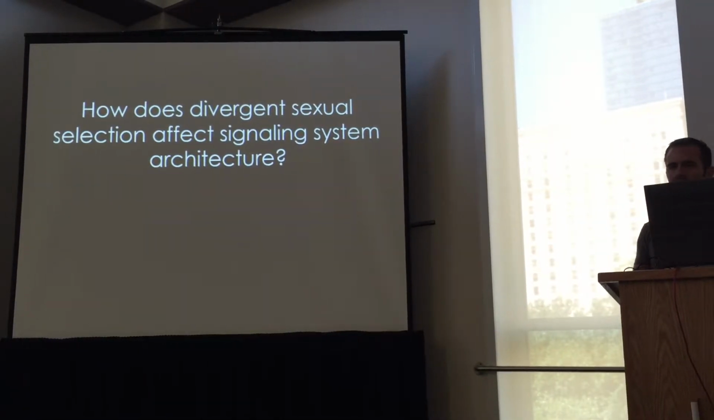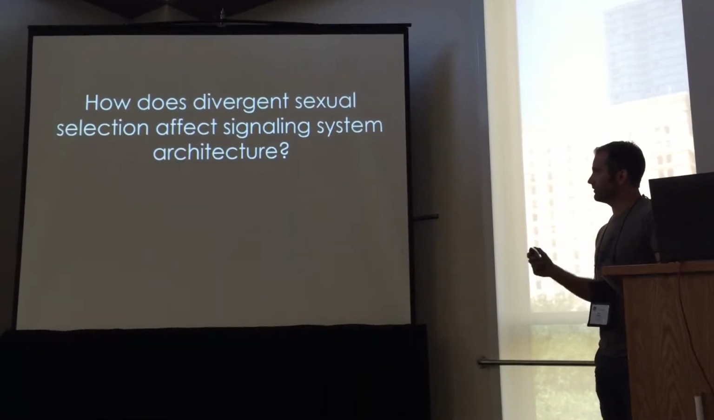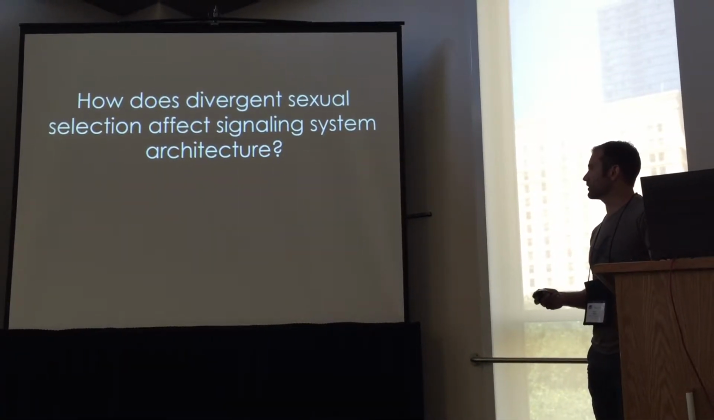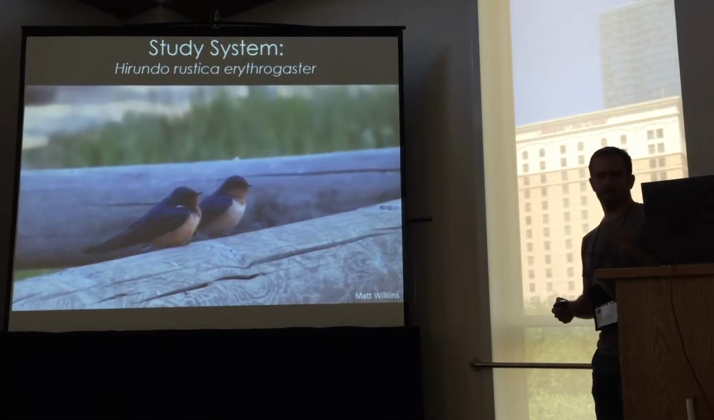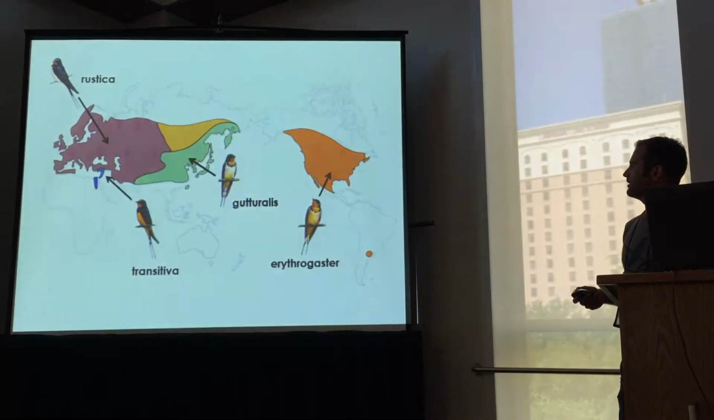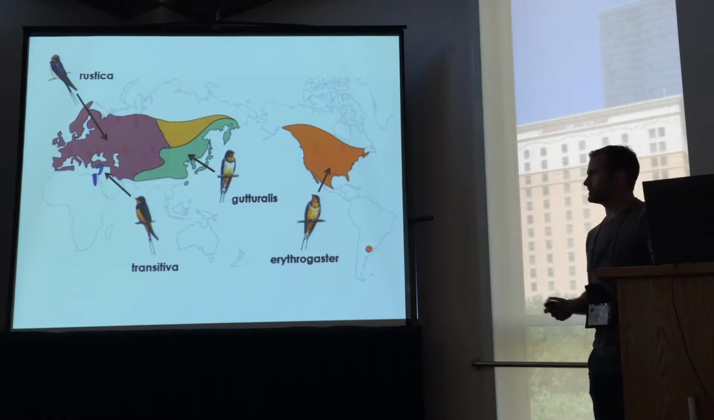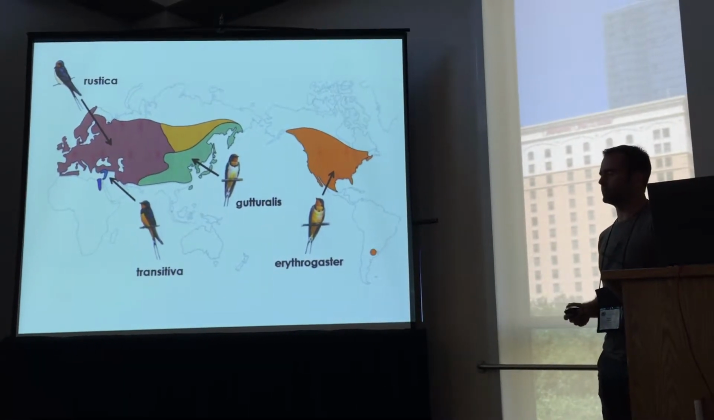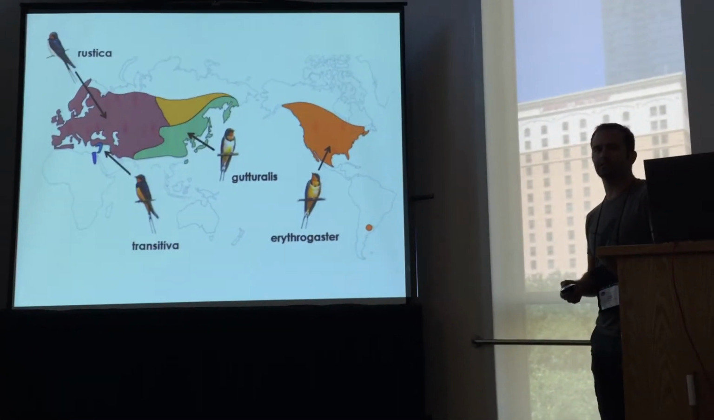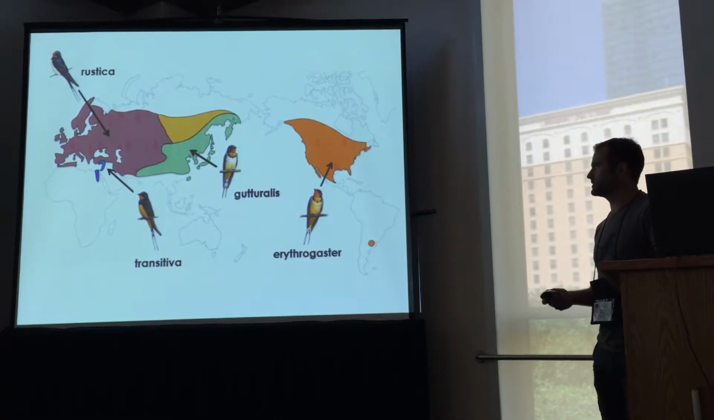So I'd like to ask the more specific question of how divergent selection, particularly sexual selection, affects signaling system architecture. So we looked at barn swallows. They're easier to work with than cobras, and their breeding distribution is across the northern hemisphere. So there are 6 subspecies. I'm showing the 4 that we studied for this work, and there's pronounced phenotypic variation across subspecies, despite the fact that they've very recently diverged and have very shallow genetic differentiation.